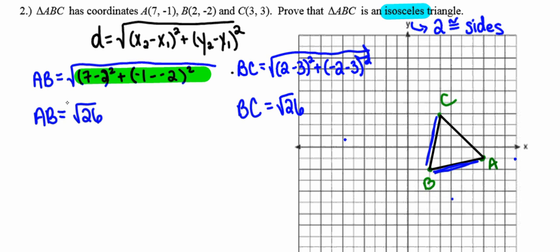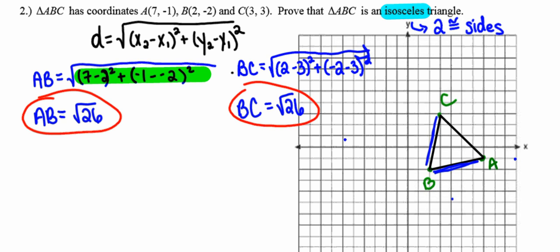So now I've got one line segment, or one side, whose length is the square root of 26. I've got a second side whose length is the square root of 26. Since I have two sides of equal measure, I know now that I have two congruent sides, forcing my triangle to be an isosceles triangle. All right, so what I've proven here is that triangle ABC is an isosceles triangle.